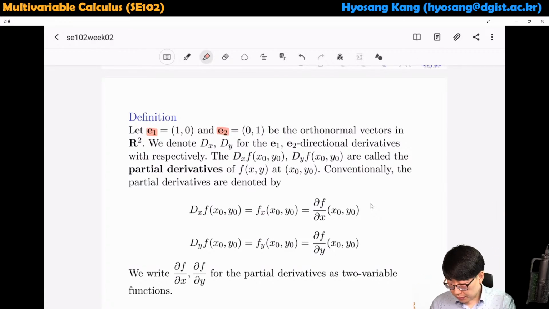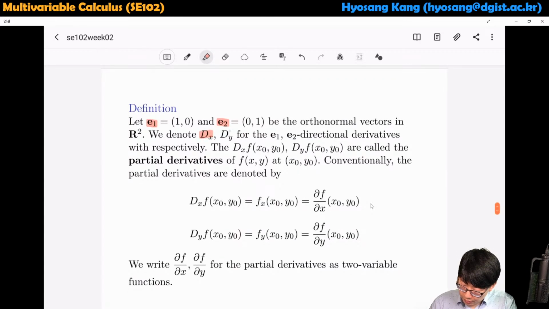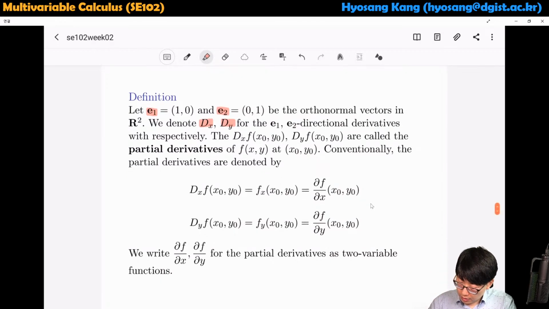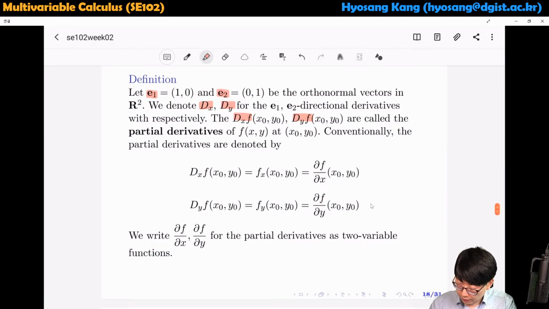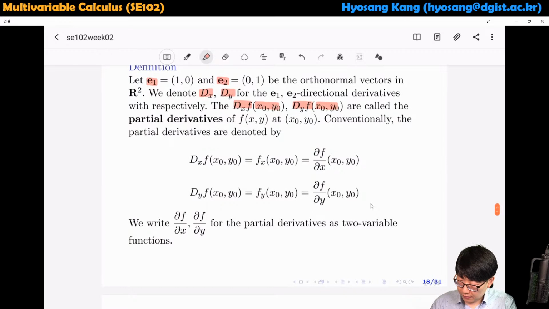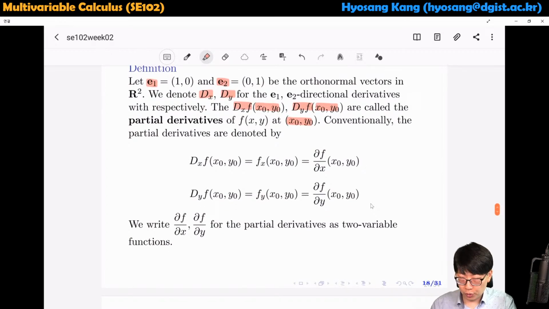So if you take the E1 directional derivative, it's called the x partial derivative, and if you take the E2 directional derivative, it's called the y partial derivative. So they have a special name, dx and dy, in each direction, E1 and E2. So dxf and dyf are called the partial derivatives of a two variable function, and if you specify the point at which you're taking the derivative, then it's called the partial derivative at that point.